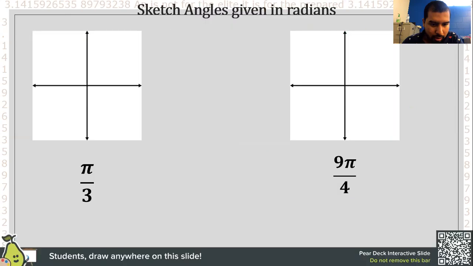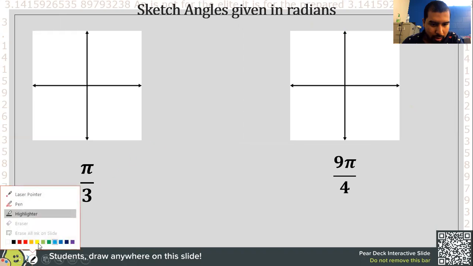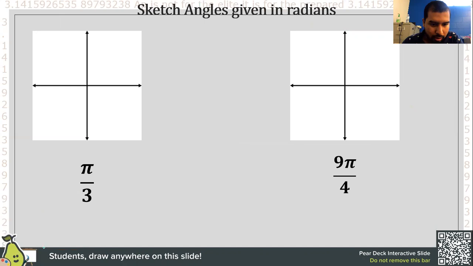Alright, so just to help you out on these, these are going to be quick examples. So let's go ahead and go through them. Pi over 3. So go ahead and pause the video and give these a try. Pi over 3 should not have messed you up. Let's go double speed here. Pi over 3 is right here.